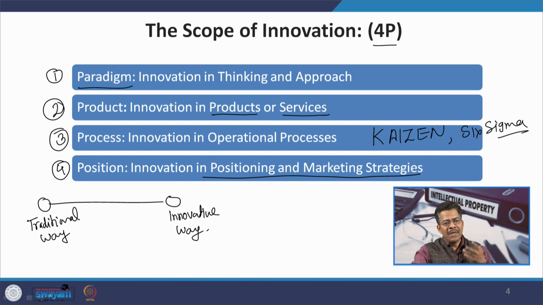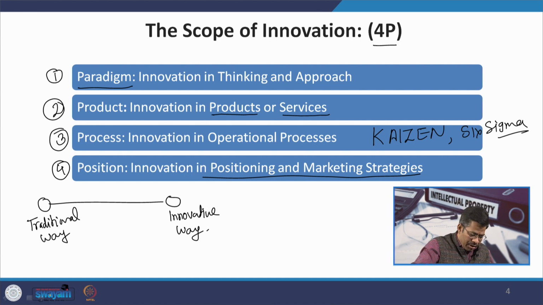Similarly, many organizations are trying to target new customers because of business model innovations, because of an additional stream of revenue, and therefore, with respect to positioning also, innovations are possible.